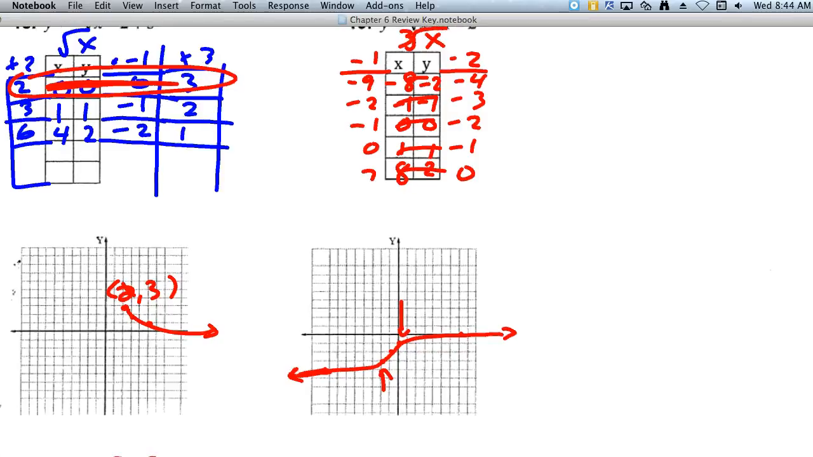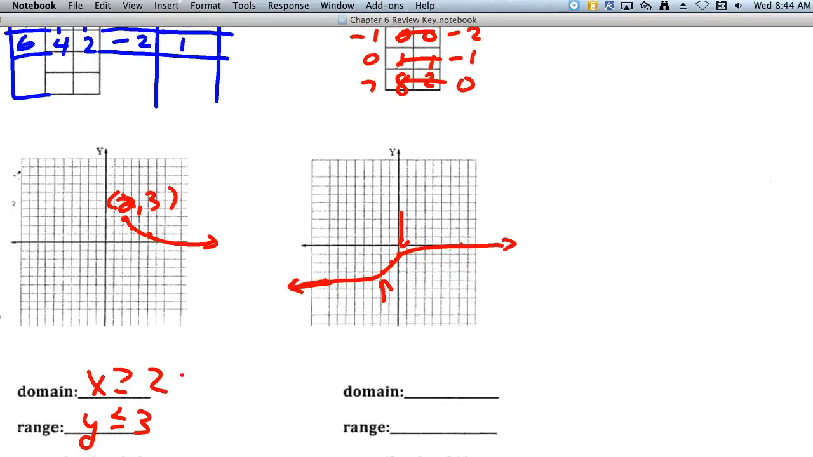So that's my graph. Domain, always all reals on these. It goes forever left and right. Range, always all reals on these. Goes forever up and down. And then the shift was 1 left and 2 down. So 1 left, 2 down.